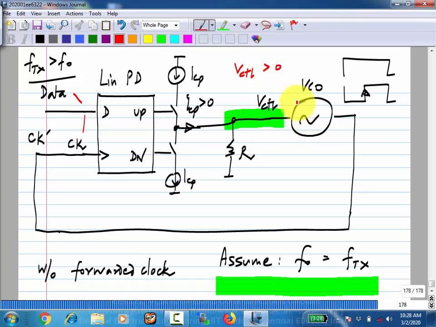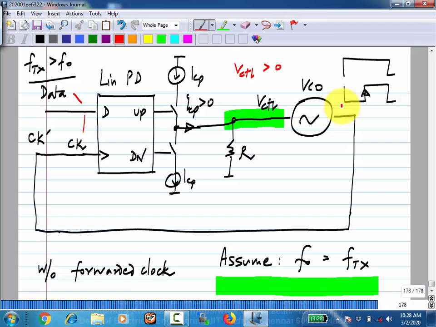So we came up with something with a VCO, so we don't need the forwarded clock anymore. That part is fine. And if the free running frequency of the VCO happens to be exactly the same as the transmit frequency, then the clock will get aligned to the middle of the data. I mean, the clock will be aligned to the data as required. Now, of course, since we cannot enforce this condition at all, let's assume that ftx is slightly greater than f0.